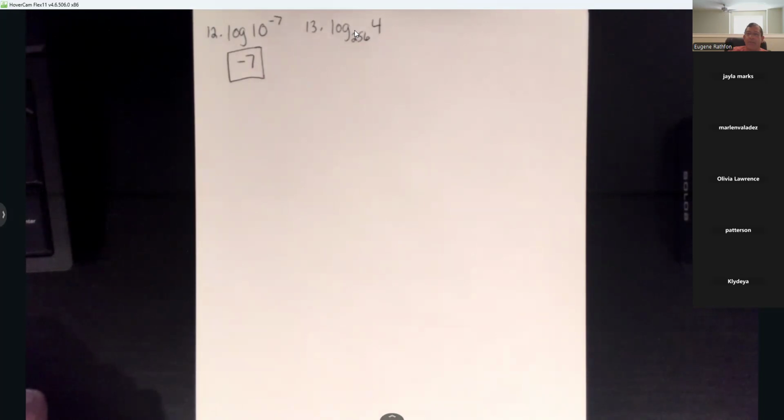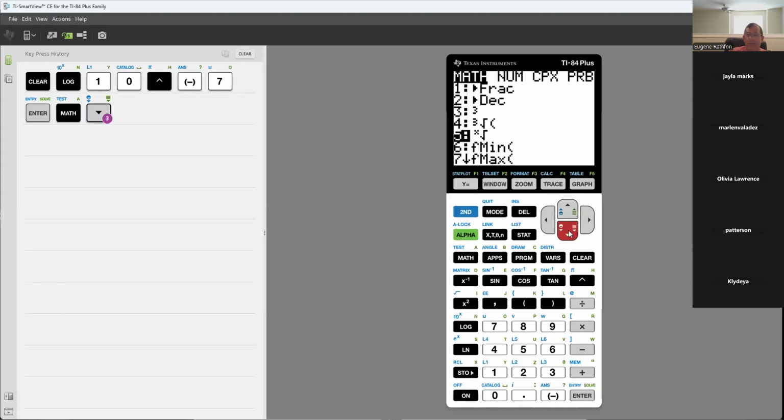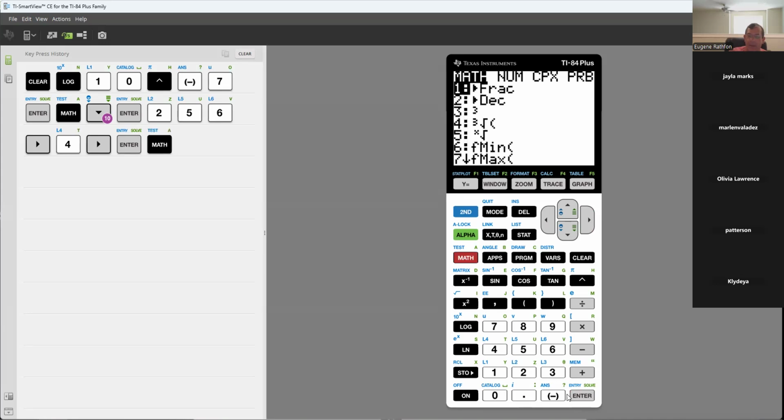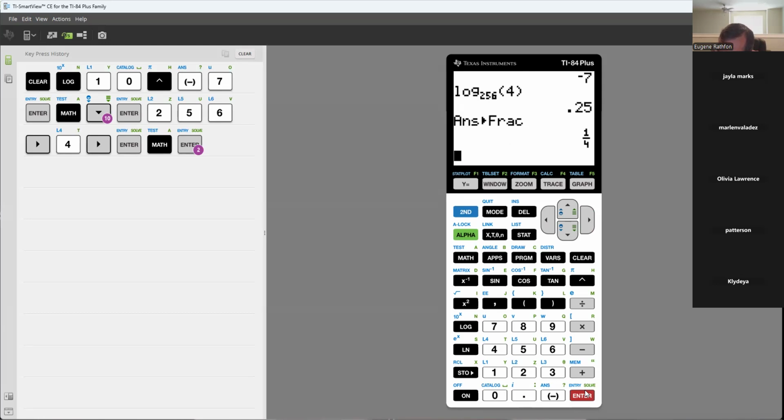And y'all, I would go to log base for that one. So math, go down to log base, enter. My base was 256. My result was a 4. Now watch, you're going to get a decimal, but we want to turn that decimal back into a fraction by hitting math and enter twice, and we get a 1/4. So that's like taking square roots. So that means the fourth root of 256 equals 4. Okay?